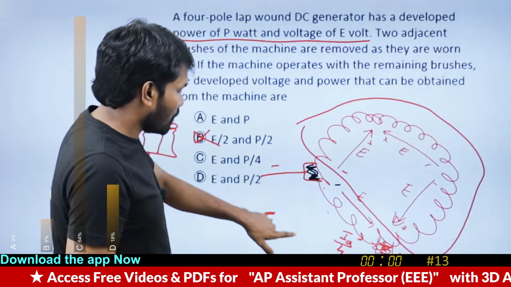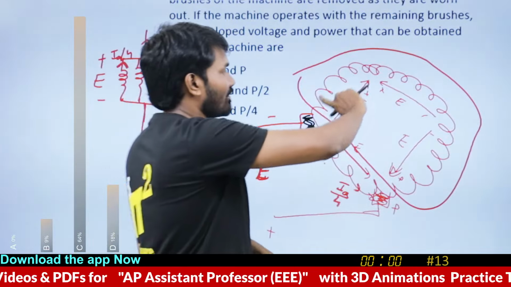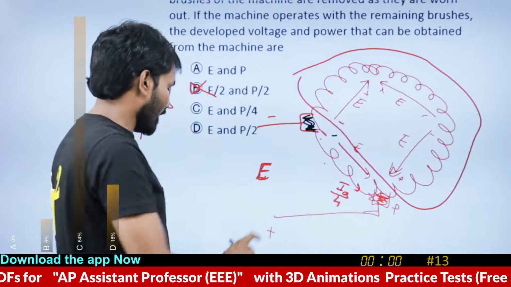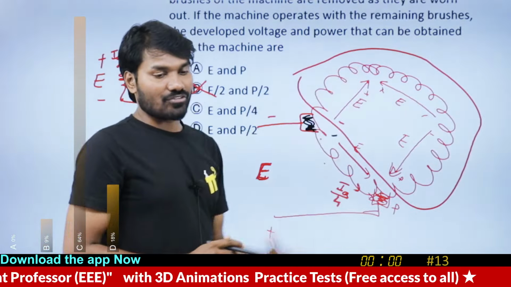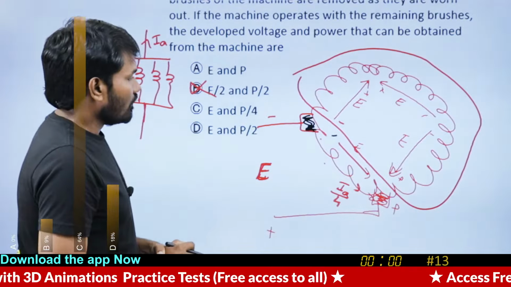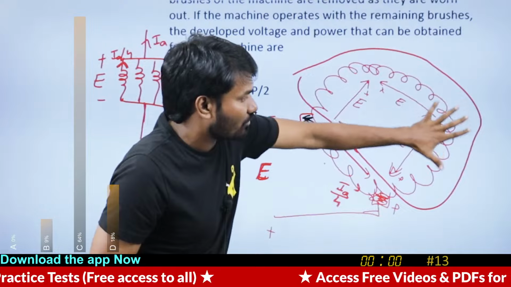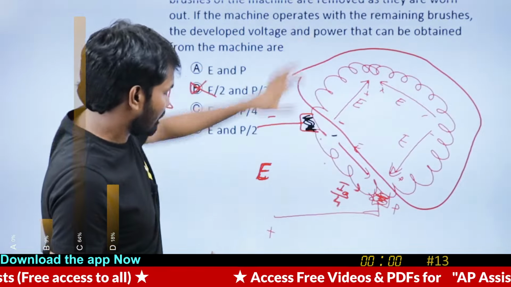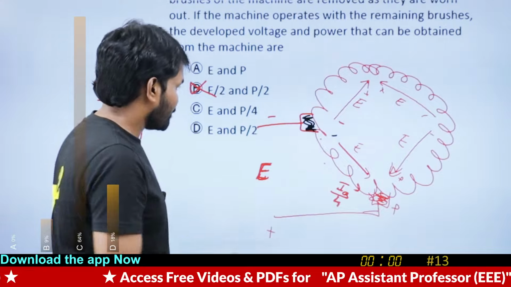As the brushes are removed, this contributes E voltage, and this resultant also contributes E voltage. Am I clear with this at least? If opposite brushes are damaged, okay, anyway. Am I clear up to this? The voltage concept, how you got this resultant as E, is that point clear? That's the key thing here.